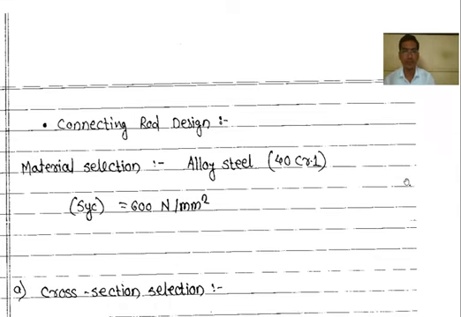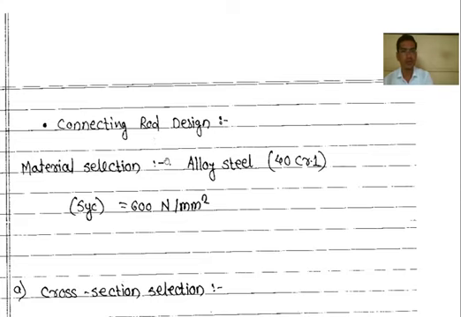Hello everyone. Today we will see the design of connecting rod, which is an important component of IC engine. The connecting rod is the mechanical machine element of an IC engine through which we can transmit the motion or forces from piston to crankshaft. So it is the intermediate portion between the piston and crankshaft.